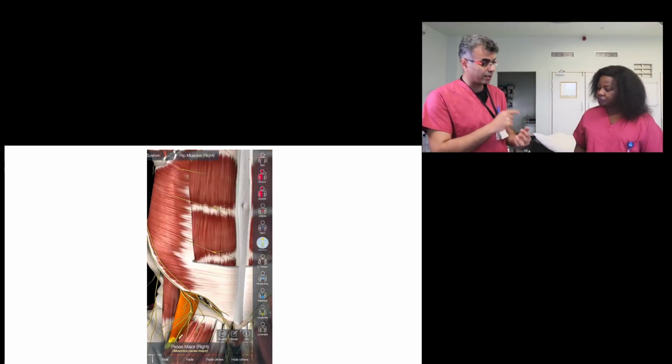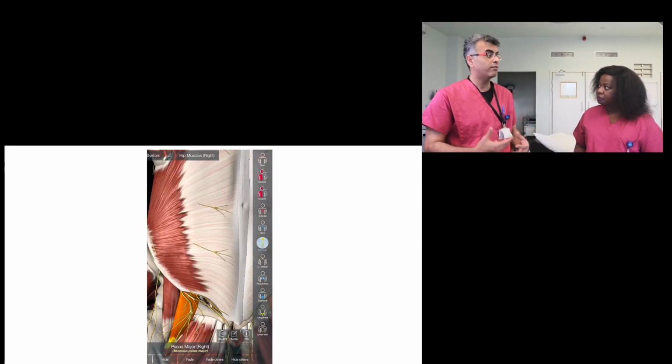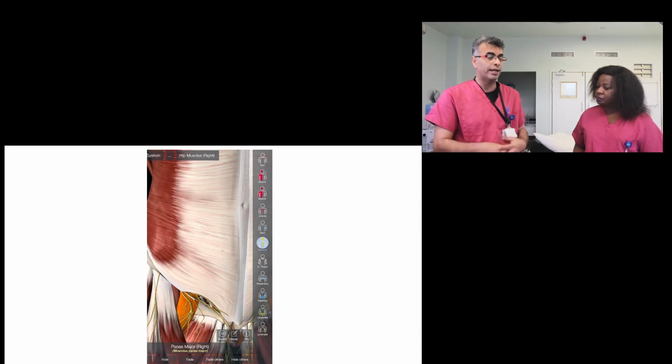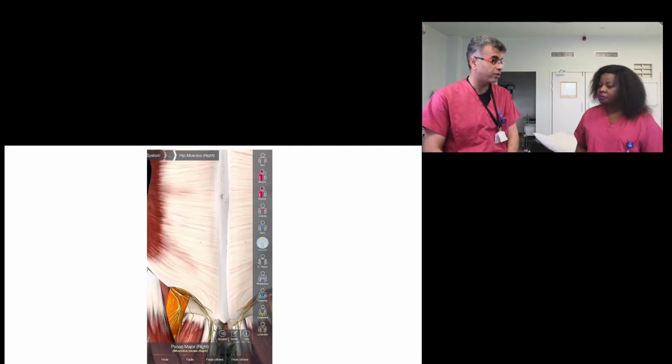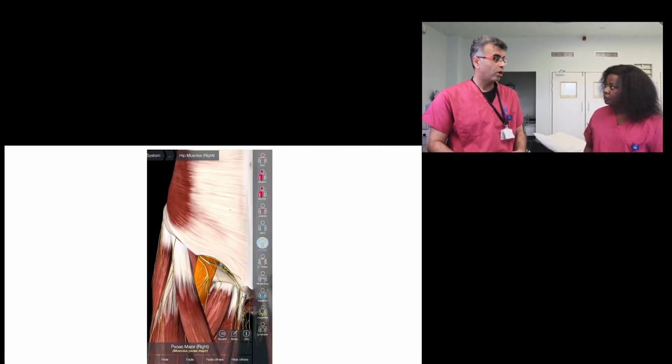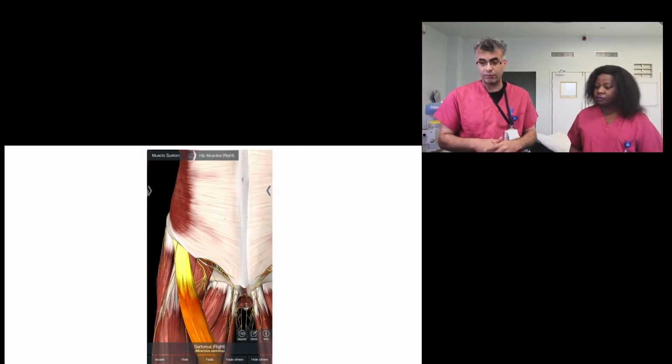As I mentioned, the posterior division of the femoral nerve also has another important branch, which is called the saphenous nerve, which gives cutaneous innervation to the medial side of the knee, the leg and foot.